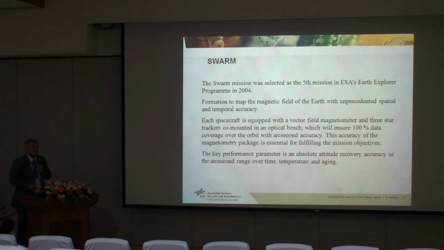Let's come now to the magnetometer constellation. It's Swarm, that is the name of the mission. It was selected as the fifth mission of ESA's Earth Explorer program, already in 2004. And it is to map the magnetic field of the Earth. Each spacecraft is equipped with a vector field magnetometer and has some additional instruments to make a precise attitude and position measurement. And the key performance parameters have to make sure that the precision of any measurement is good enough to separate the different effects which are combined in the measurements in orbit.